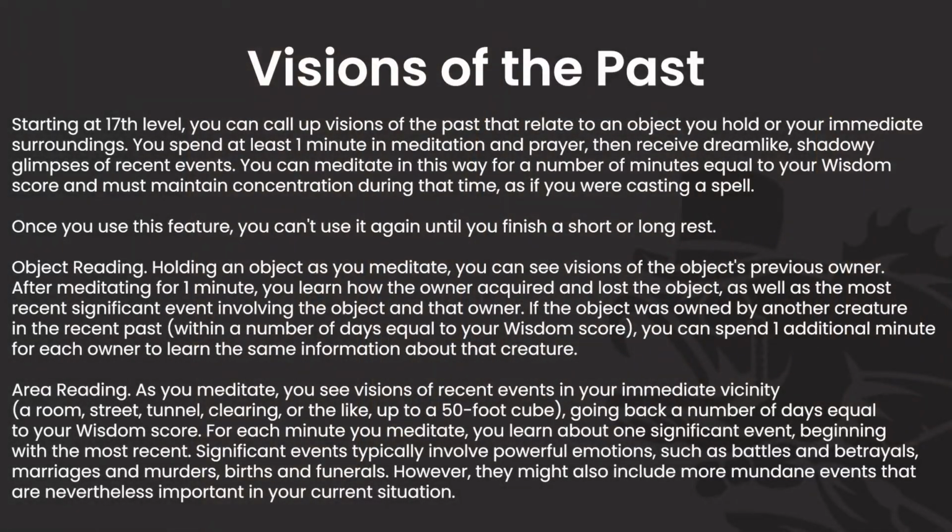What it is, you can take 1 minute to meditate and basically learn some things about either an object or an area. Now you can do this for a number of minutes equal to your Wisdom score, and you have to maintain concentration during this time, so you're kind of tied up at the moment. But being able to look at either an object or an area is good, and you can learn quite a bit of information about it.